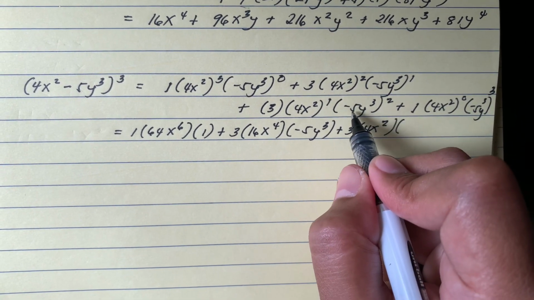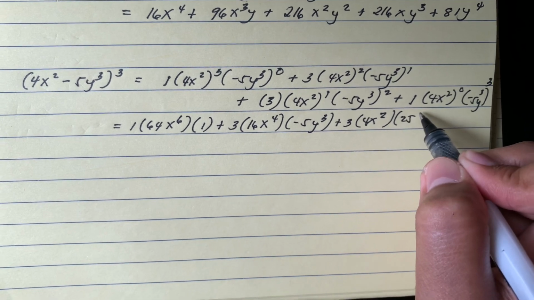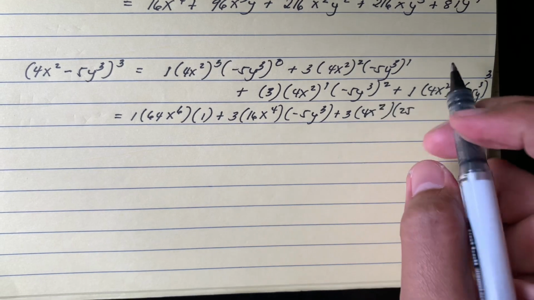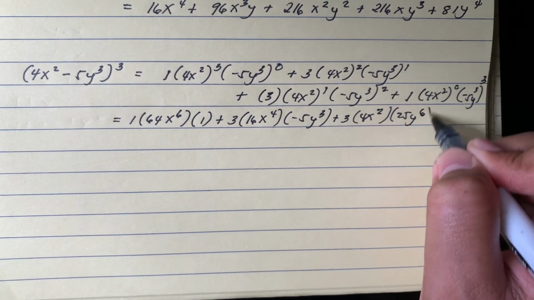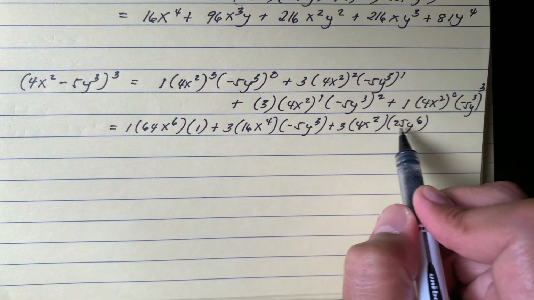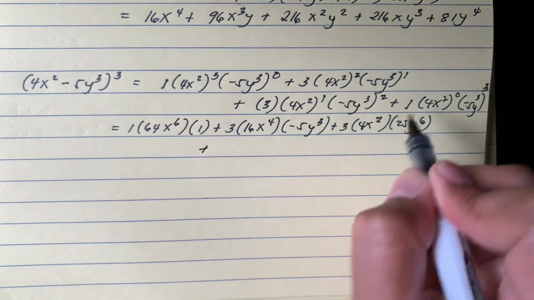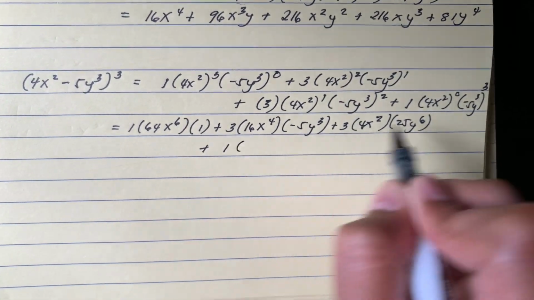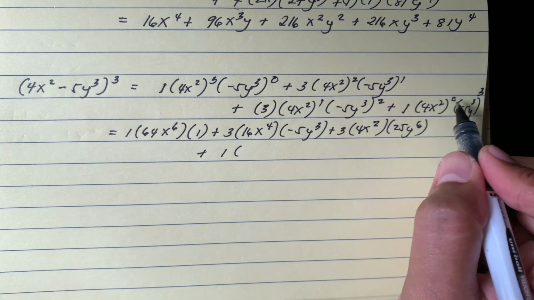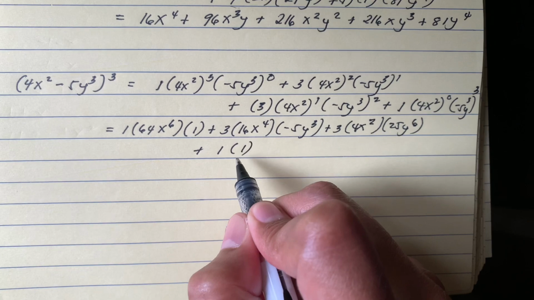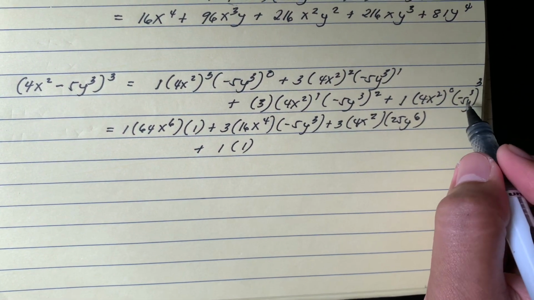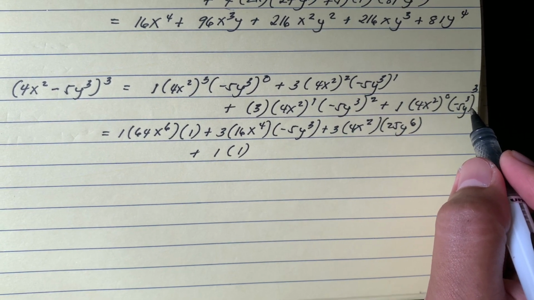Okay, then we have the square of negative 5y cubed. What is the square of negative 5? That is 25. Then what is the square of y cubed? That would become y to the power of 6. So the square of negative 5y cubed would become 25y to the power of 6. Then plus this one, we have 1 times, what is this? You're going to raise to 0 using 4x squared, that would be equal to 1.